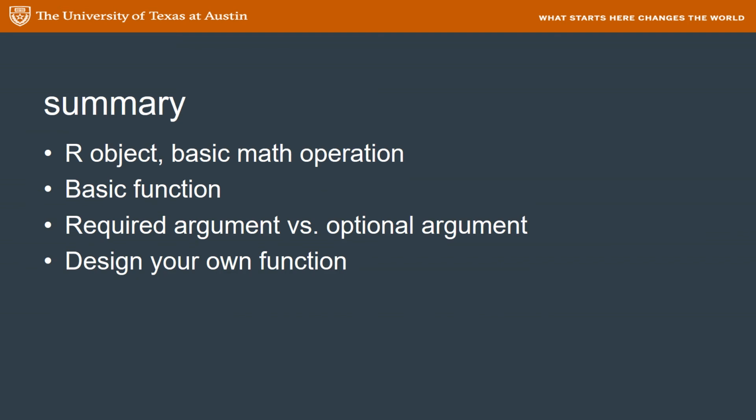All right, to summarize, today we talked about objects and basic math operations, and we talked about the basic built-in functions. We tried the rolling die function, and we learned about required arguments versus optional arguments. And the last thing is I talked a little bit about how to define your own function. Thank you so much.